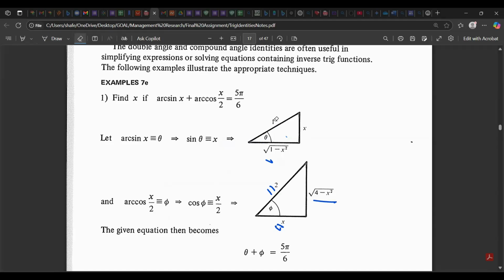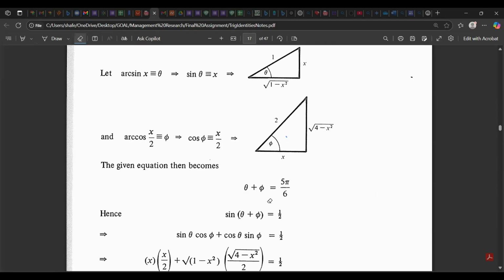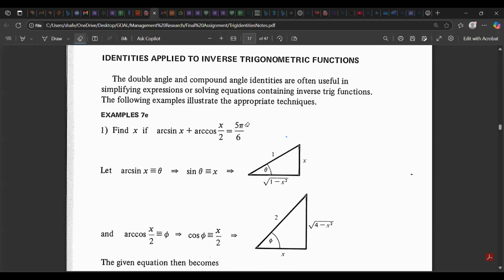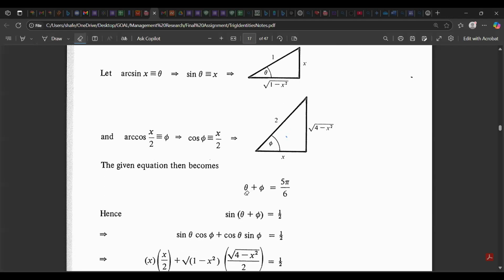Good. So now that we have gotten a value for arc sine x, remember that? It's theta. Arc cos x over 2 is phi. We can say that the two of them add up to 5 pi over 6, and that's what we say here. Arc sine x is theta. Arc cos x over 2 is phi. Therefore, the two of them add up to 5 pi over 6. See that reasoning? Who would have thought that?